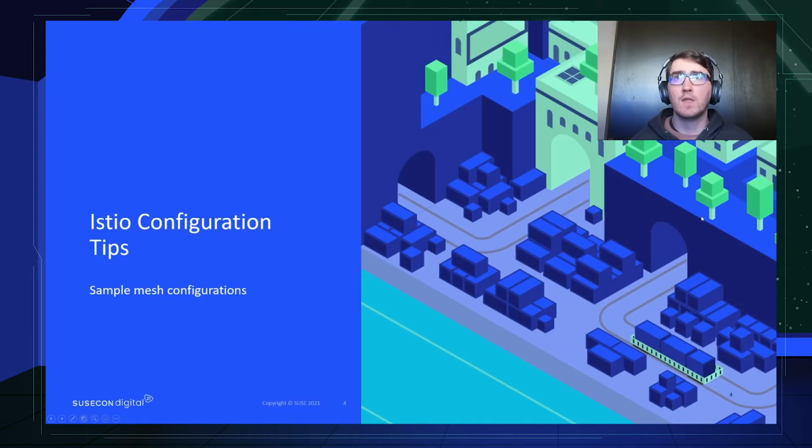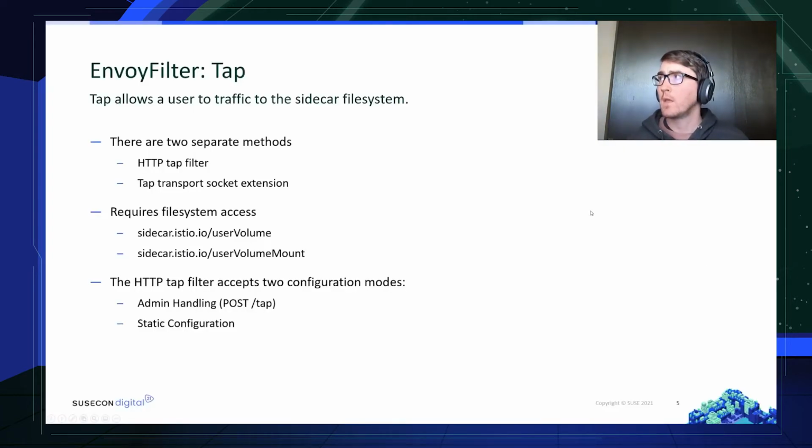So starting with Istio configuration tips. The first one, and remember this is going to be a configuration within an Istio service mesh using just the Istio primitives. You'll see that this is the TAP Envoy filter. Envoy filters are a custom resource that Istio introduced not too long ago.